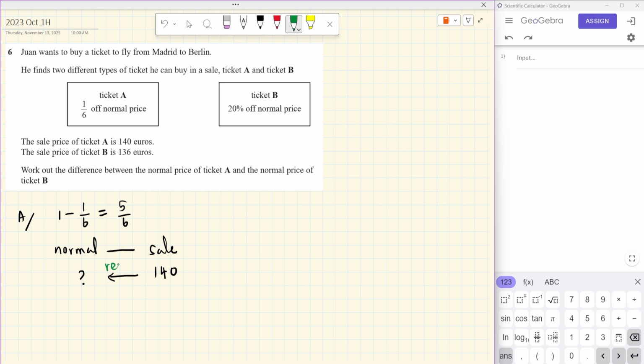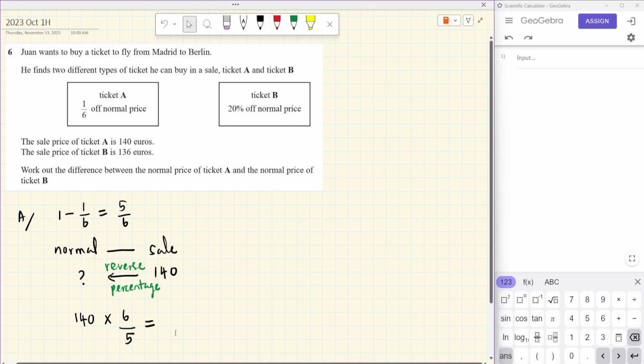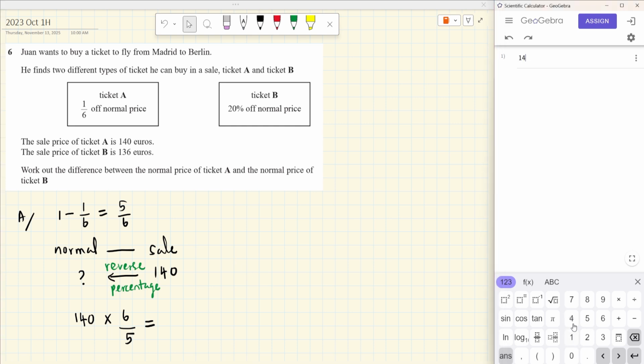This is called a reverse percentage. In reverse percentage, what we have to do is take the reciprocal of the new percentage. So the amount is 140 into the reciprocal of 5/6, that is 6/5. Let's put this into the calc. 140 times 6/5, that is 168.